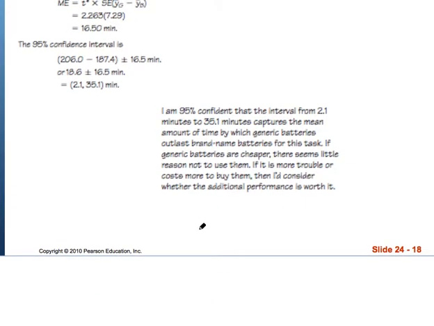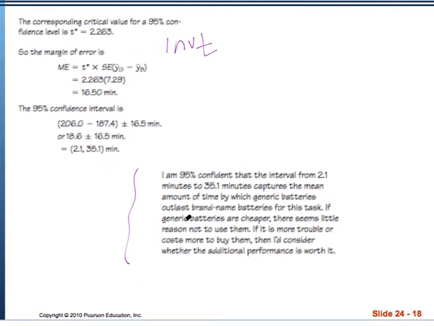Okay, so if you haven't had a chance to write down how to say this, now is a great time to put that in here. So I'm 95% confident that the interval from 2.1 to 35.1 captures the mean amount of time by which the generic batteries outlast brand name batteries for this task. If generic brands are cheaper, there seems little reason not to use them. If it is more trouble or costs more to buy them, then I'd consider whether the additional performance is worth it. So I am confident that the true number of minutes is between 2.1 and 35.1. Okay, and then that's it. That's what you have to do.